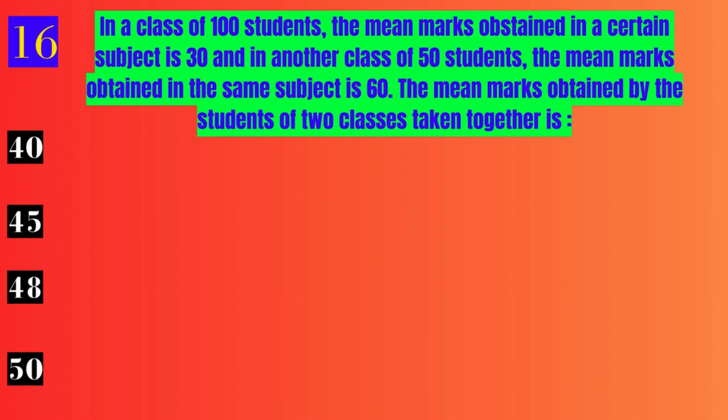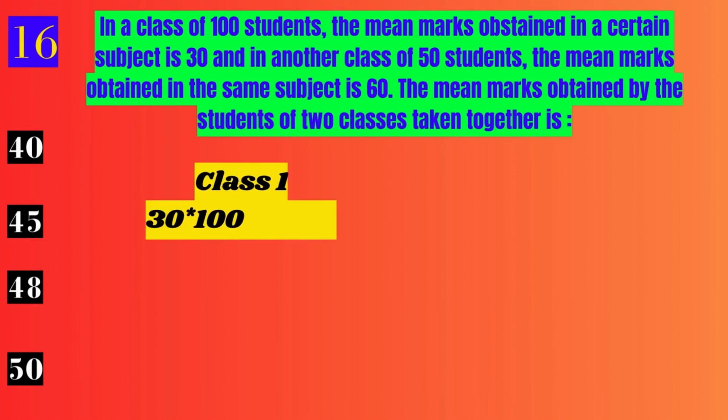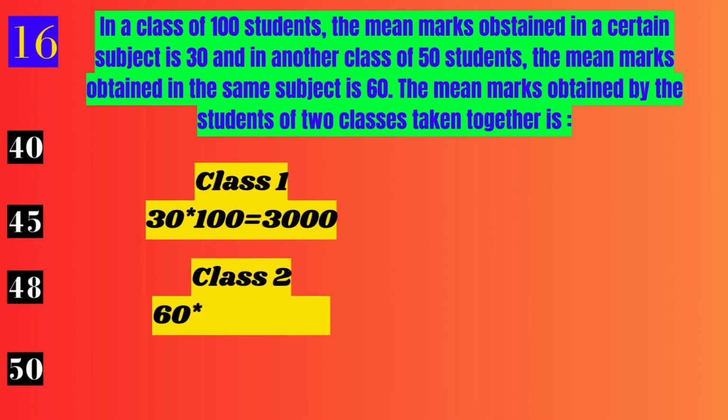Let's calculate the total marks for each class. Class 1, 100 students, mean marks equals 30. Total marks equals mean marks times number of students equals 30 times 100 is equal to 3000. Class 2, 50 students, mean marks equals 60. Total marks equals mean marks times number of students equals 60 times 50 is equal to 3000.